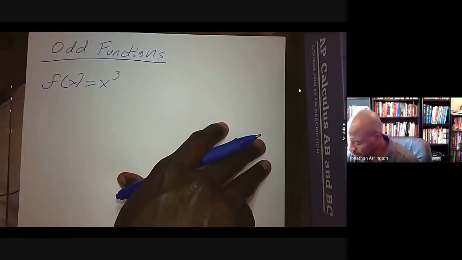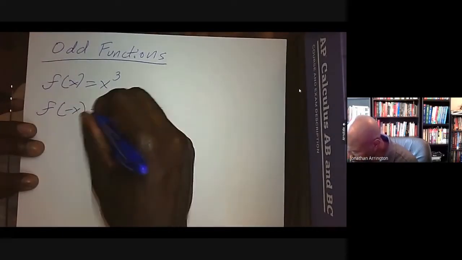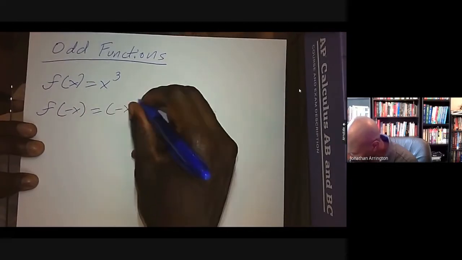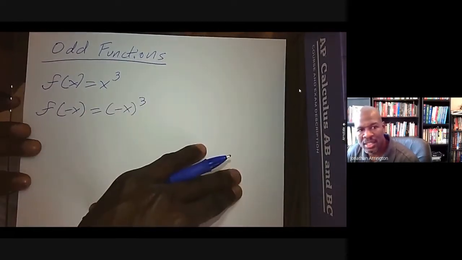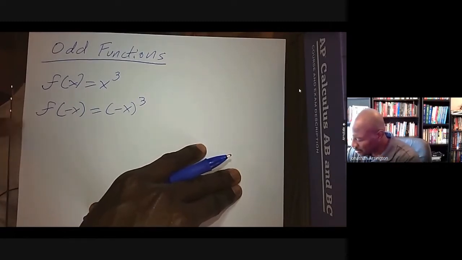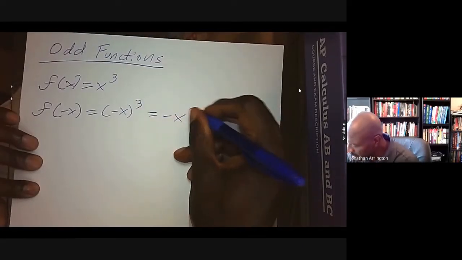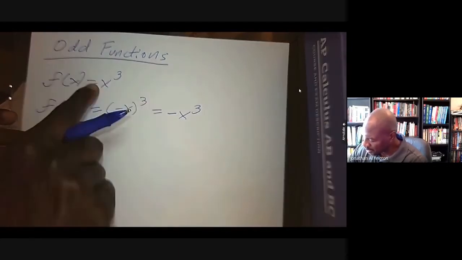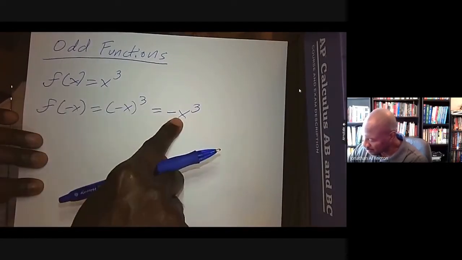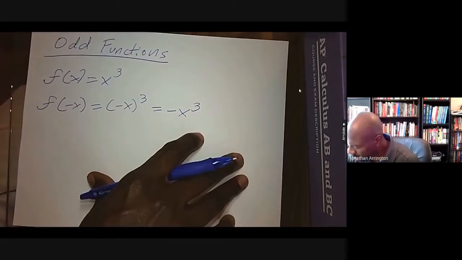Now I can do the algebraic test. If I do f of negative x, that's negative x cubed. And just as we stated, a negative number raised to an even power is always positive. A negative number raised to an odd power is always negative. So negative x to the third power is negative x cubed, which is the opposite of this. This is f of x. This is negative f of x.